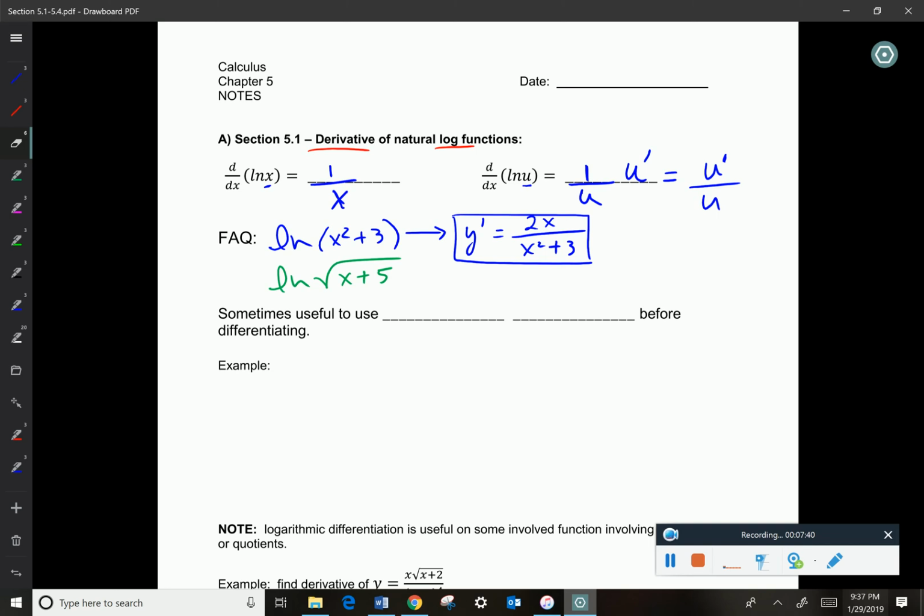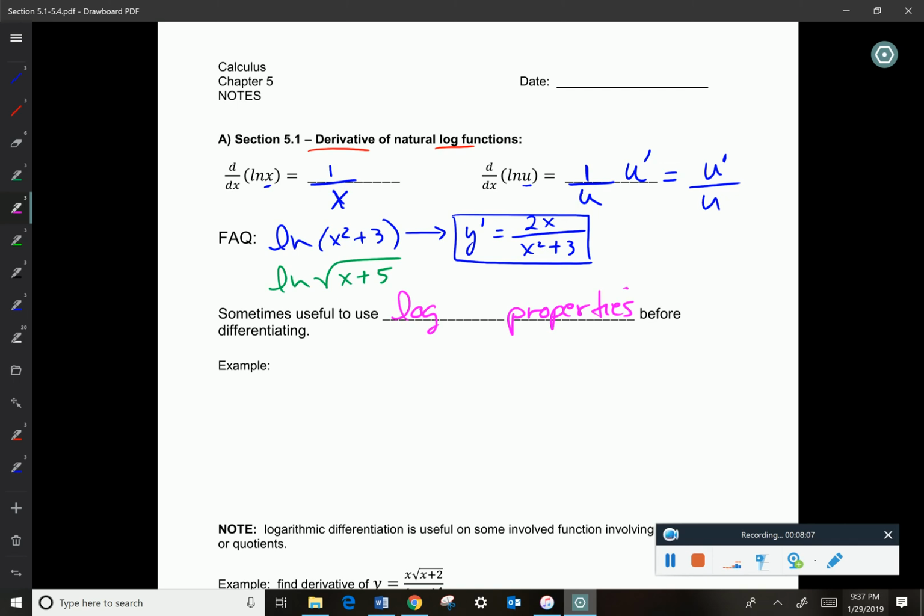Now, you've got to be thinking to yourself, there's got to be more to it than just that, and you would be right. The next thing I want you to keep in mind is that sometimes it's useful to use log properties before differentiating.